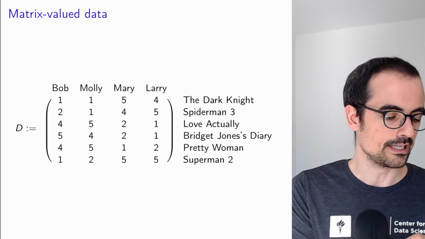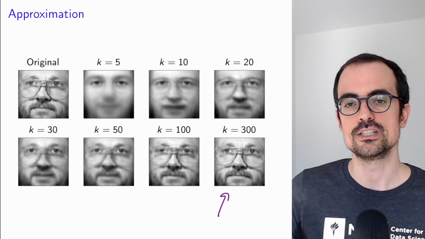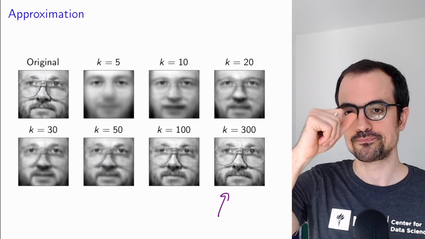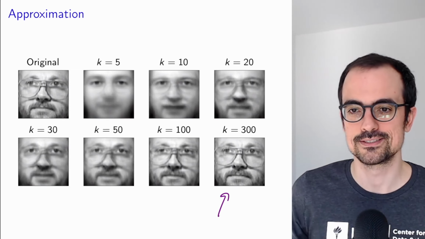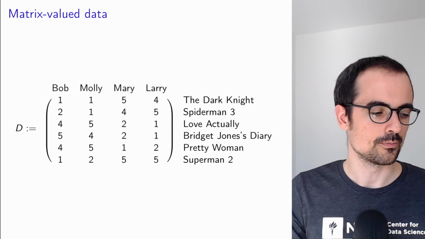Just to be clear what I'm saying here, each of these principal directions has 4096 pixels. I hope that was clear.